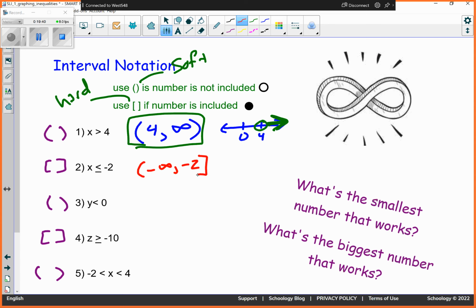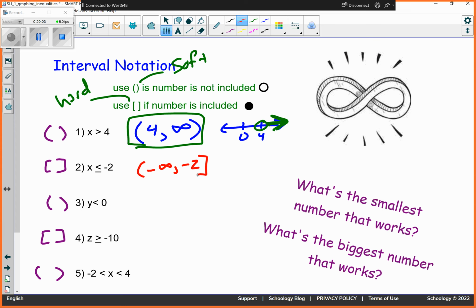Okay, now let me just pause there. That is indeed the answer to number 2 in interval notation. Now, a question that might arise: what do you see that is kind of messing with your head a little bit? That I have a negative infinity. That means I'm going to the left forever and ever and ever.